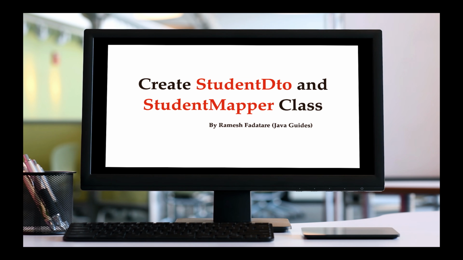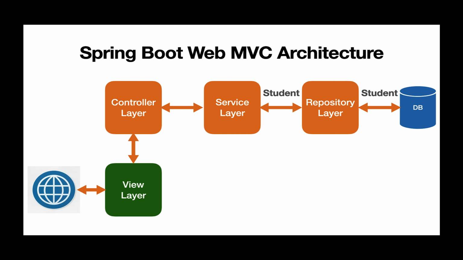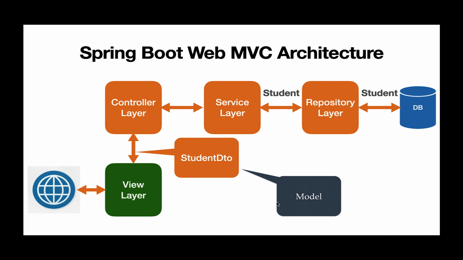Hi everyone, welcome back. In this lecture, we'll create a StudentDto class as well as a StudentMapper class. Let's understand why we need a StudentDto class. If you look at our Spring Boot web MVC architecture, we have a controller and view, but we also need a model. In typical Spring MVC architecture, we should have a model, view and controller. So we'll create a StudentDto class, and this StudentDto class acts as a model.